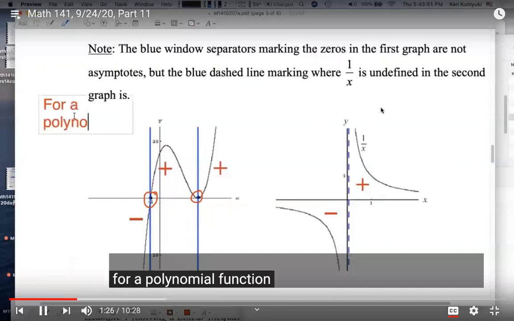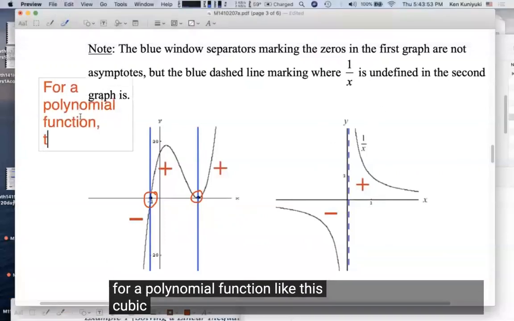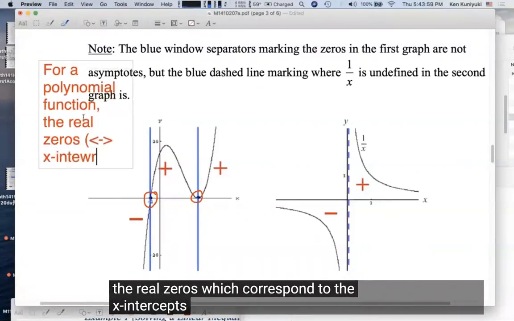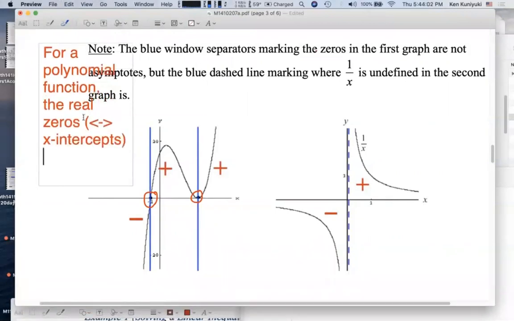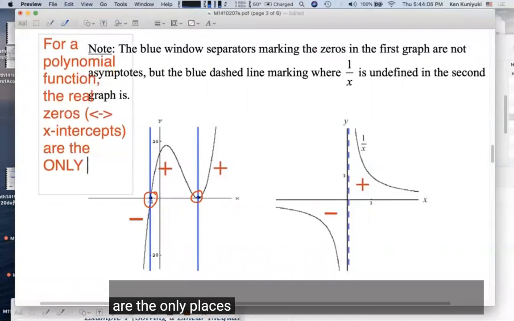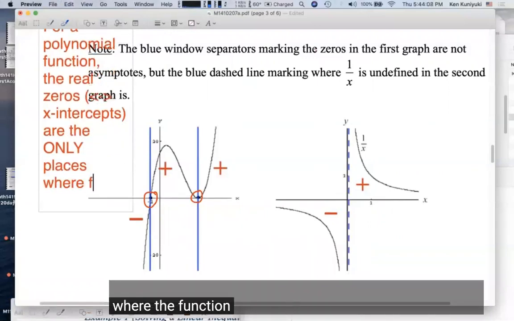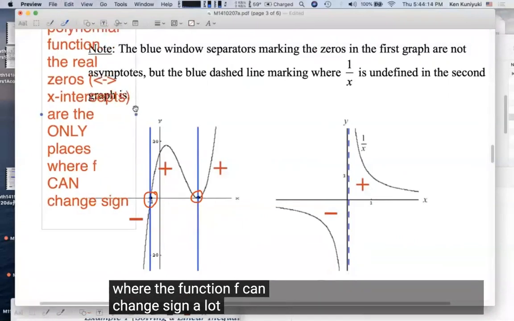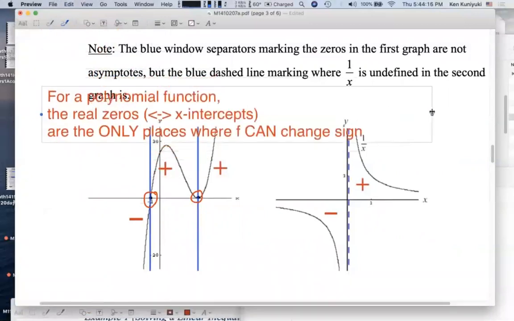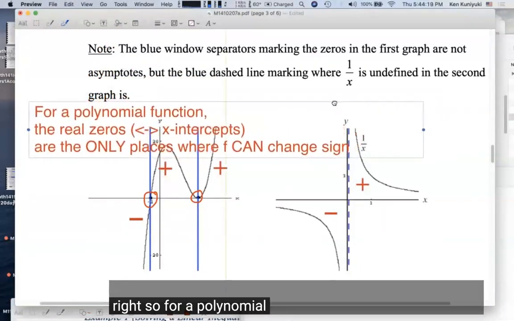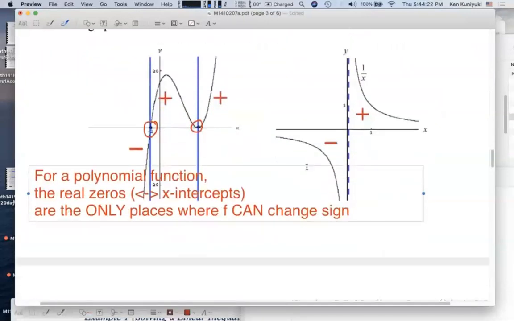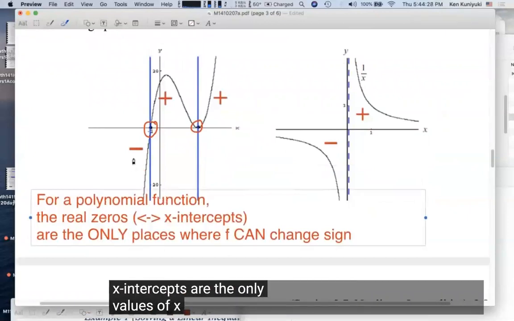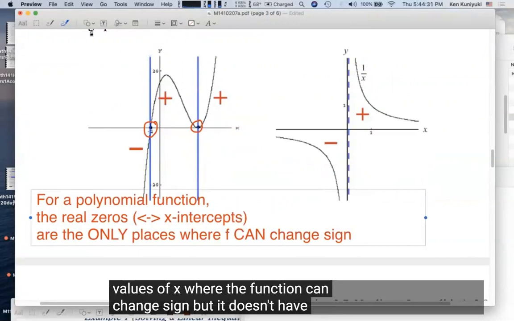For a polynomial function, like this cubic, the real zeros, which correspond to the x-intercepts, are the only places where the function f can change sign. So for a polynomial function, the real zeros, which correspond to the x-intercepts, are the only values of x where the function can change sign, but it doesn't have to.